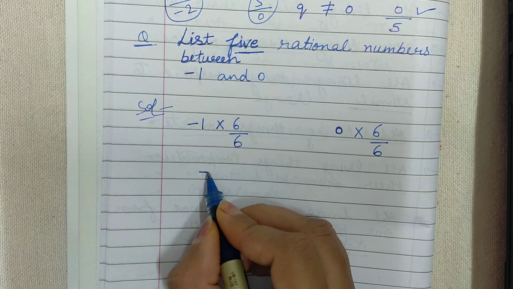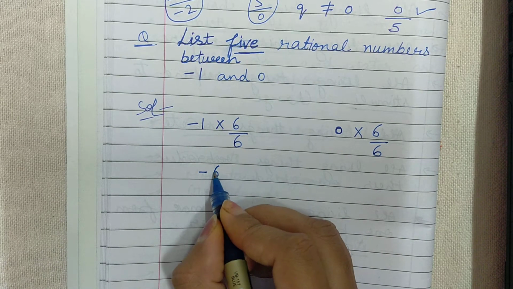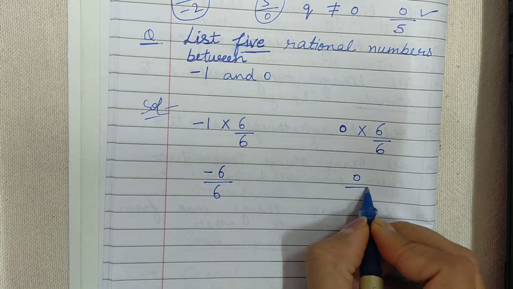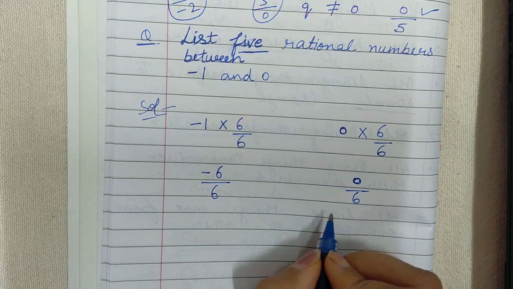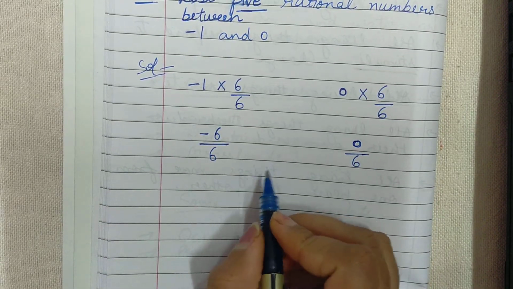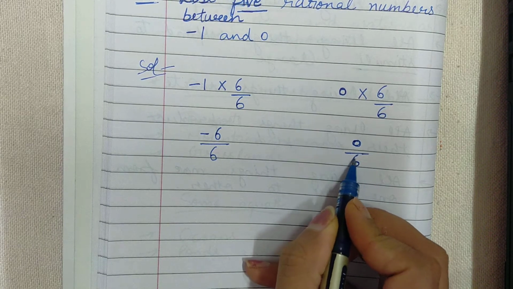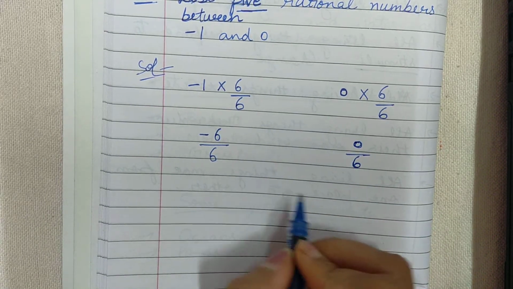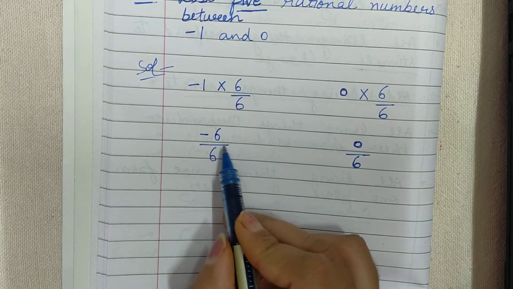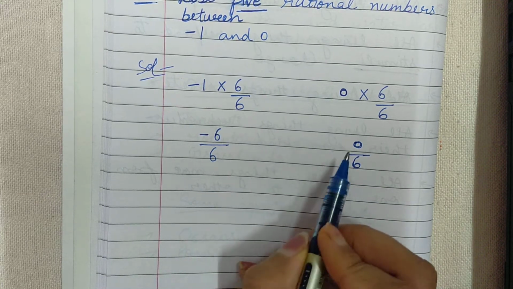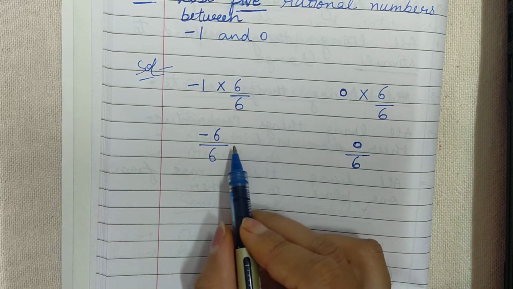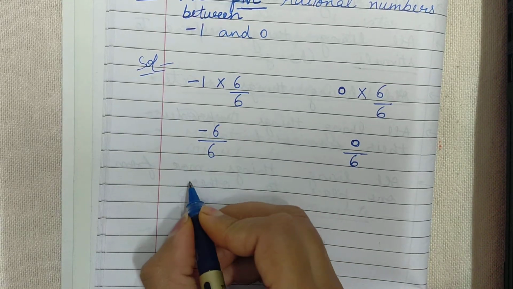It will become minus 6 upon 6, and 0 multiplied by 6 is 0, so 0 upon 6. Now see, the denominators are same. Our main purpose was to make the denominator same. So denominator is 6. Now numerator is minus 6 and 0. Now you can write the numbers that lie between minus 6 and 0. Minus 6 और 0 के बीच में जो numbers हैं, we can write those numbers.